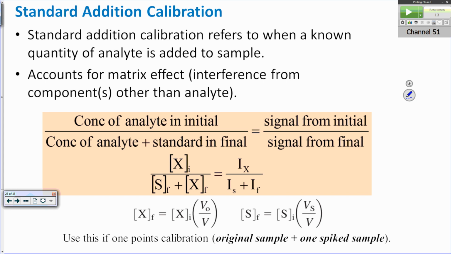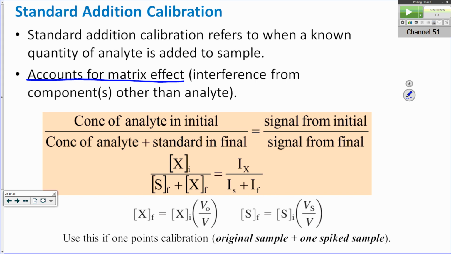So one of the best ways that we can analyze for something that has the potential of significant matrix effects is to apply the method of standard additions. So what it does is it does the analysis in the presence of the matrix by analyzing the sample in the matrix, and then you analyze the sample that's been spiked or fortified with some standard.